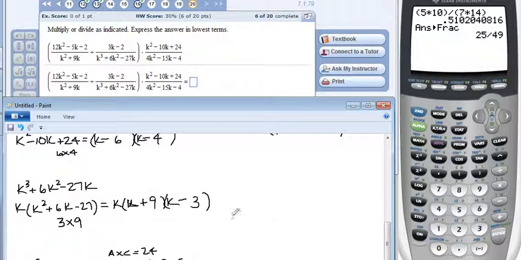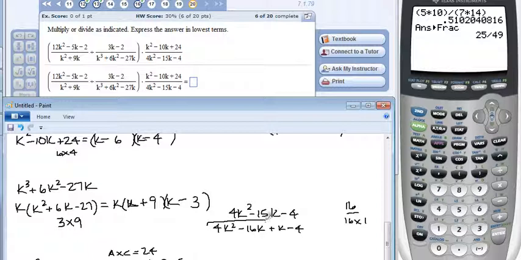Okay, so I have 4k squared minus 15k minus 4. A times c is 16. They have to subtract to a 15, so I'm going to want to use the 16 times 1 combo. So I've got 4k squared minus 16k plus k minus 4. Remember, these two have to recombine to that one. That's the only way that they do.